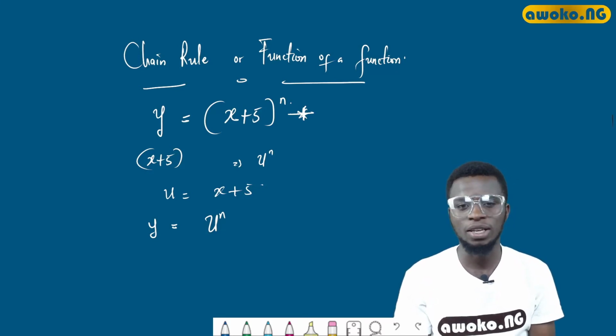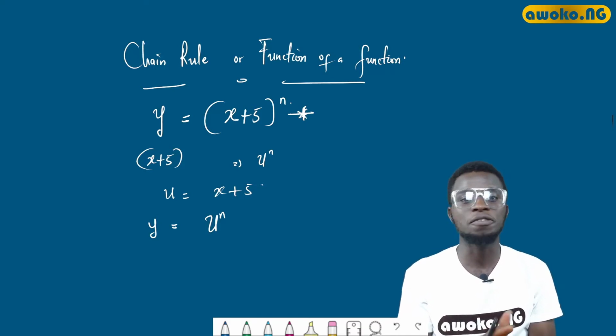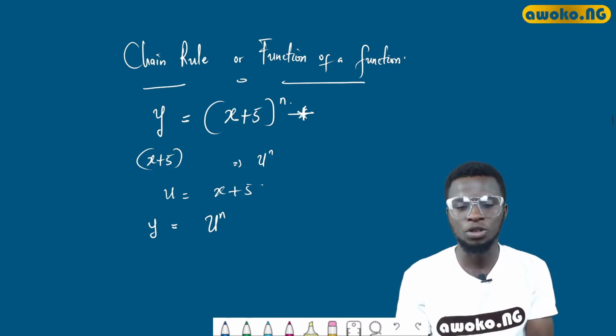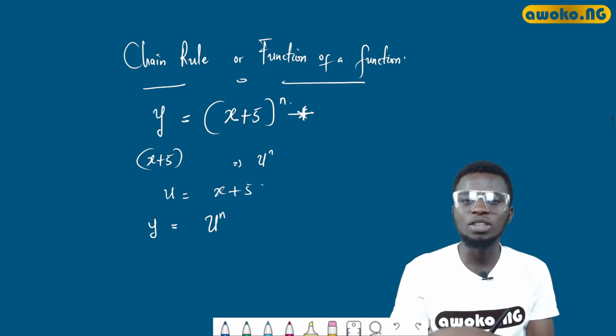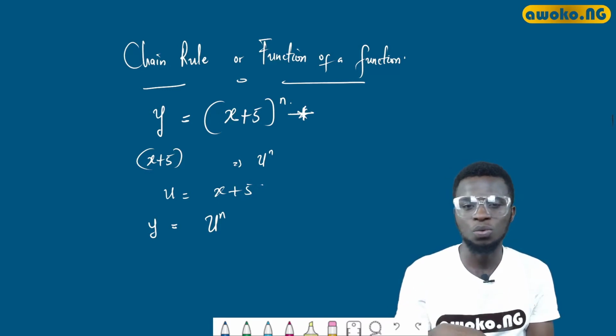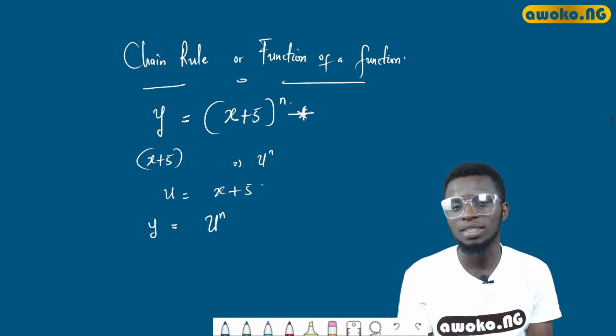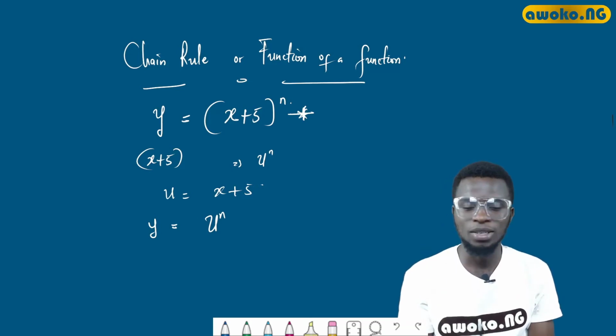Let us take, for instance, a pregnant woman. Take the pregnant woman to be a function and the baby inside her to be another function. You'll see that the baby, which is a function, is kept inside another function, which is the mother. So when we have something like that, we know that the method to use is called the chain rule.